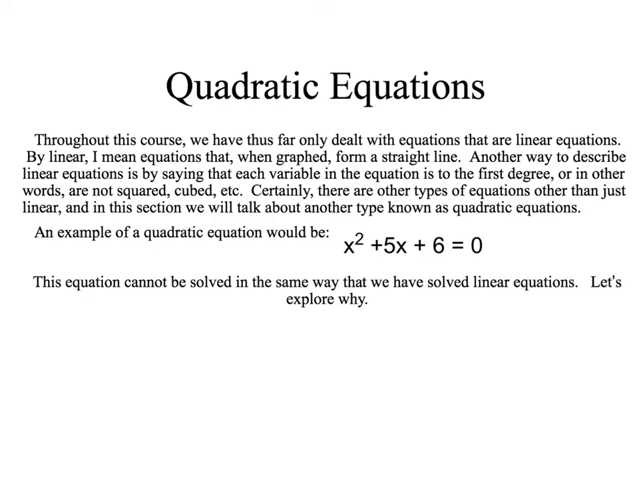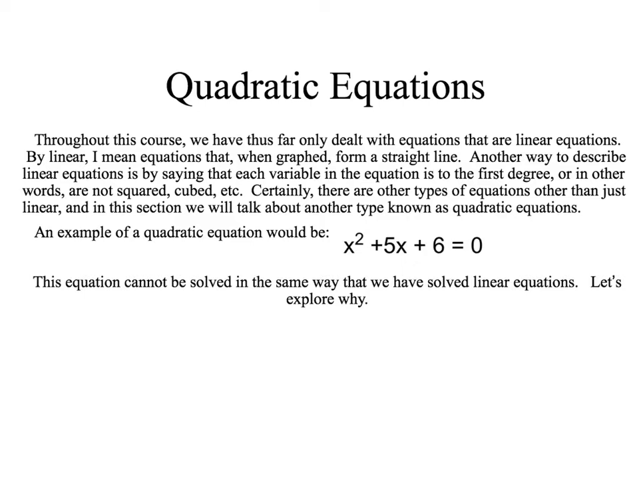Throughout this course, we have thus far only dealt with equations that are linear equations. By linear, I mean equations that, when graphed, form a straight line. Another way to describe linear equations is by saying that each variable in the equation is to the first degree, or, in other words, are not squared, cubed, etc.